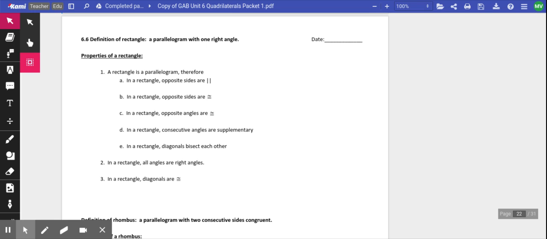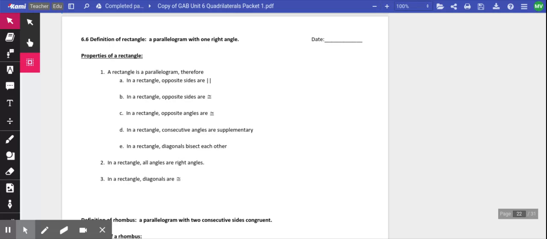Hello, everyone. Today we're doing 6.6, a rectangle and a rhombus. Definition of a rectangle is a parallelogram with one right angle. So since a rectangle is a parallelogram, all of our properties of a parallelogram are still true.